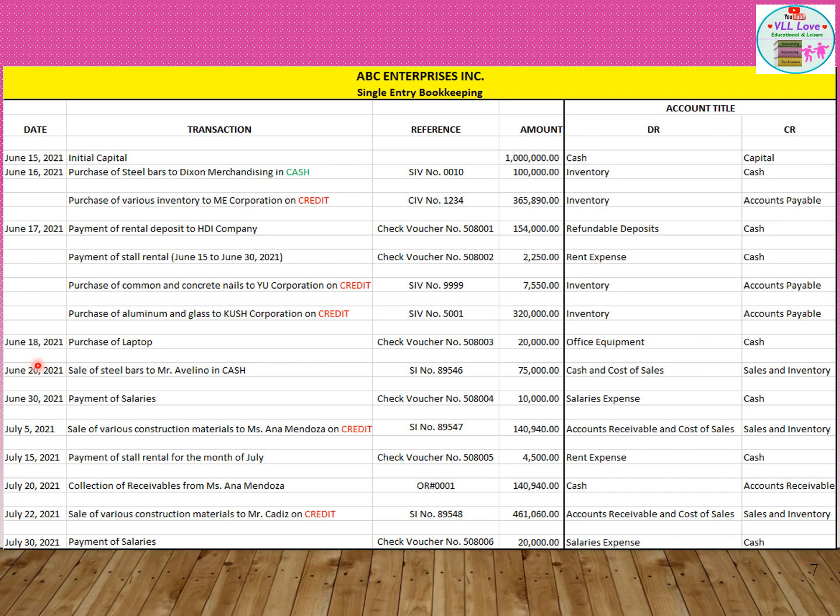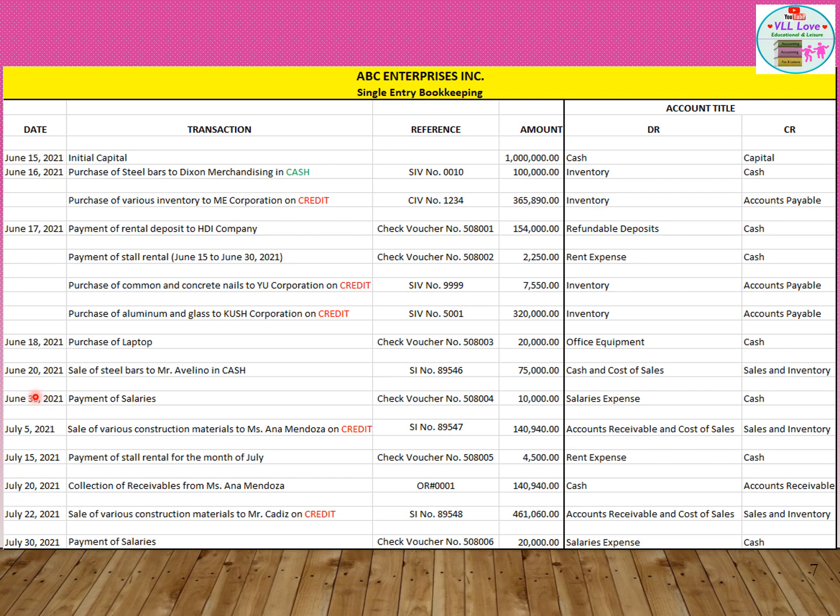On June 18, ABC Enterprises Inc. purchased a laptop in the amount of 20,000. So this is an asset account. This is a fixed asset. So the account title is office equipment and it will be part of the balance sheet. And the other account is cash.